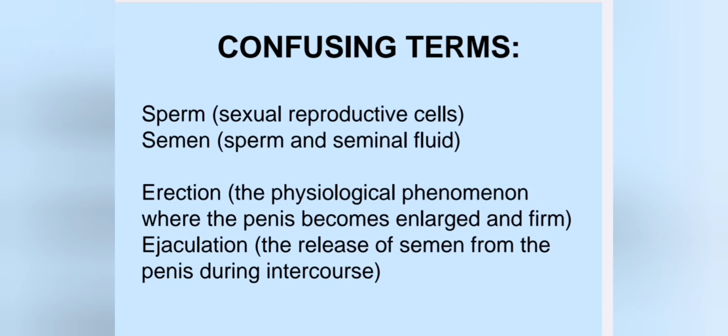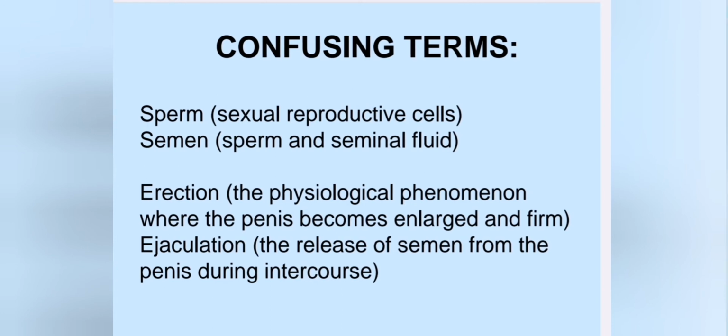So the combination of the fluids with the sperm inside is called semen. An erection is obviously the physiological phenomenon where the penis becomes erect and enlarged. And that's where we looked at the label earlier, where we said the erectile tissue expands and becomes larger when it's filled with blood. So that occurs during sexual intercourse. During an erection, obviously, we'll have ejaculation take place, and that is the actual moment where the semen is released from the penis during intercourse.